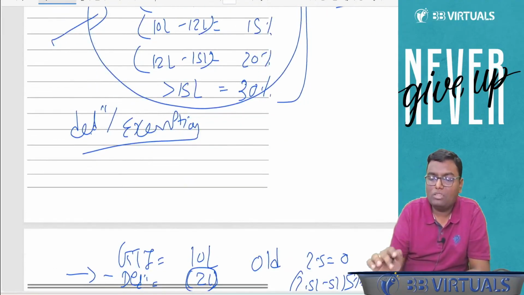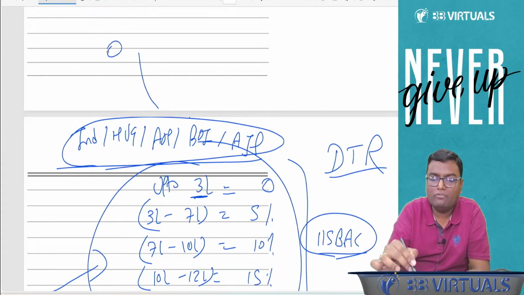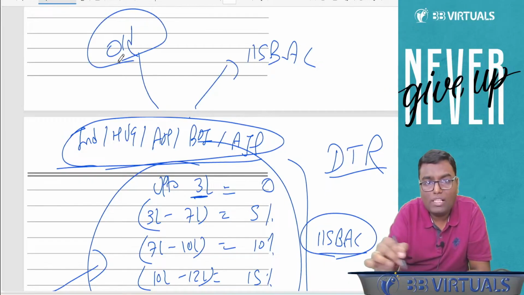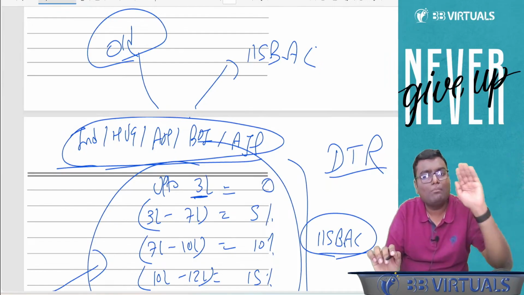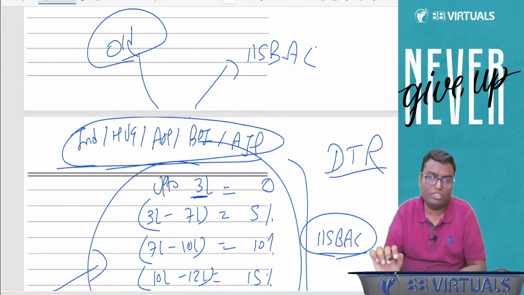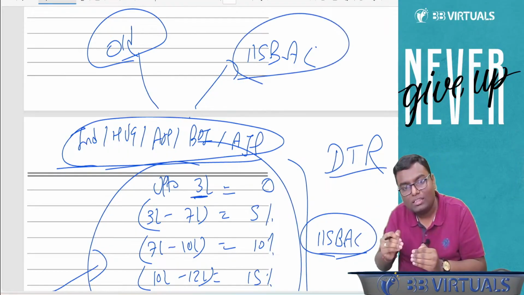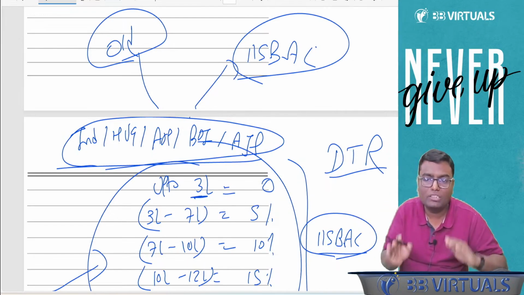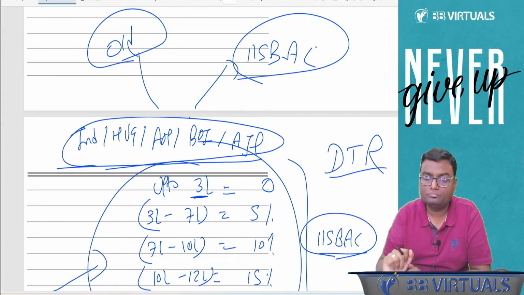So please remember, for these five persons, that is individual, HUF, AOP, BOI, AJP, we have two tax regimes. One is the old regime, one is 115 BAC. When you follow the old regime, tax rates are high, but while calculating the income, you get many deductions and many exemptions. But in 115 BAC, the tax rates are lower, subject to non-deduction of deductions and exemptions. I guess up to now it is clear.